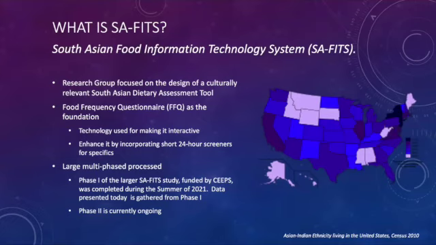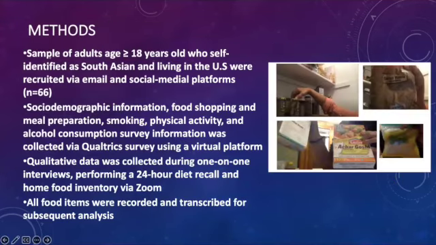And a little bit more about this project. It is a multi-phased project. So I'm presenting information from phase 1, which is already completed, and it was funded by SEEPS, and phase 2 is currently ongoing. All right, so a little bit about the methods behind this project. A sample of adults aged 18 years and older who self-identified as South Asians, and were living in the United States, were recruited via email and social media platforms.